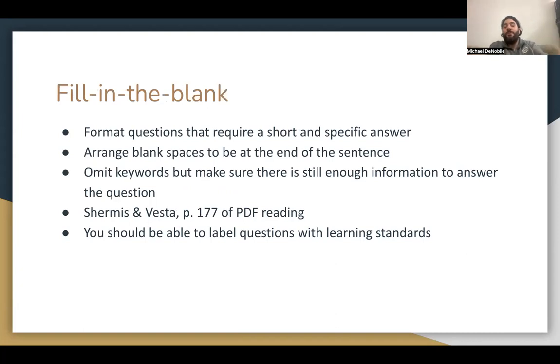For fill in the blank, format your questions so that they require a short and specific answer. So don't put one word and then have this long phrase to fill in the blank.